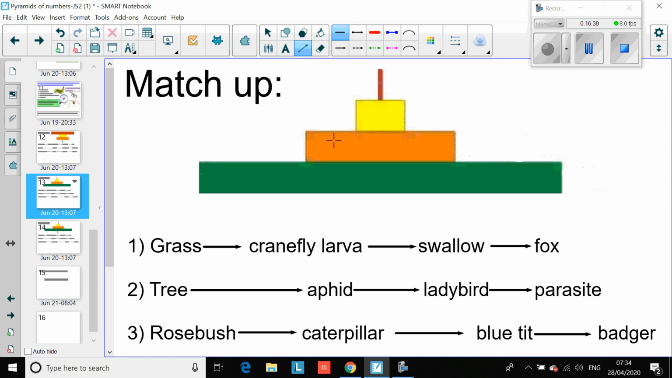Crane fly larva, they're just little flies that buzz around. Yep, they'll eat the grass. A swallow, a type of bird, will eat the larva, and then a fox. So that would be number 1. Okay, so give yourself a tick if you got that one right.